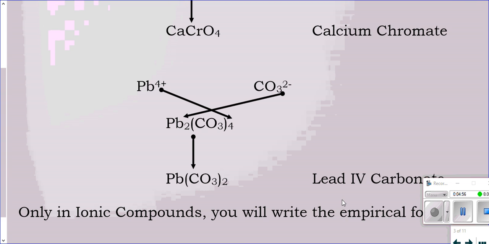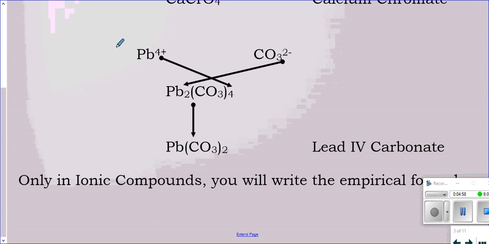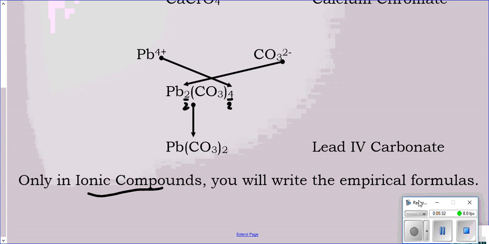If we look at lead(IV) carbonate, the 4 is going to cross over here to the CO3. Notice we put parentheses around the CO3. The 2 is going to come over here to the Pb, and we can reduce the 2 and the 4 by 2 to Pb(CO3)2. That's lead(IV) carbonate. Again, it's only ionic compounds that we write the empirical formulas.